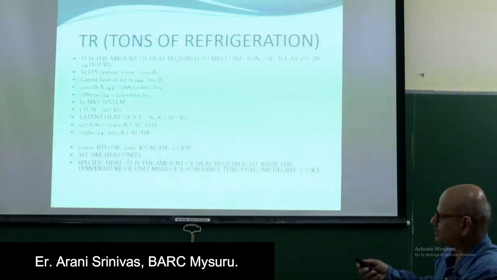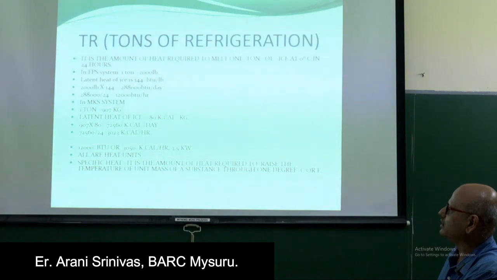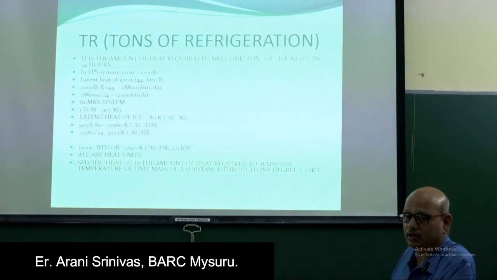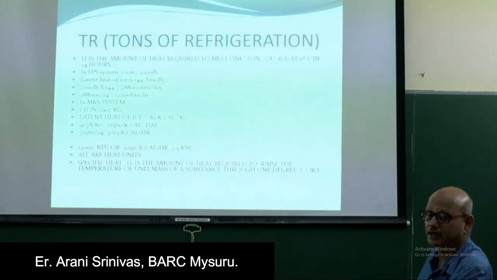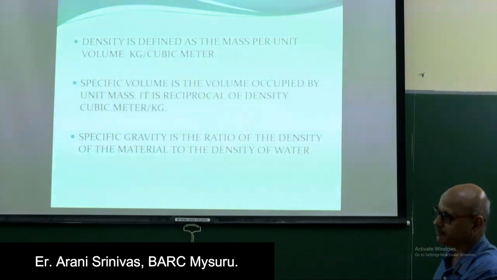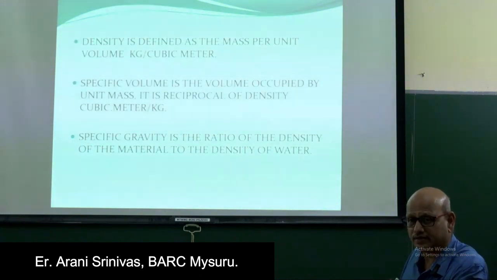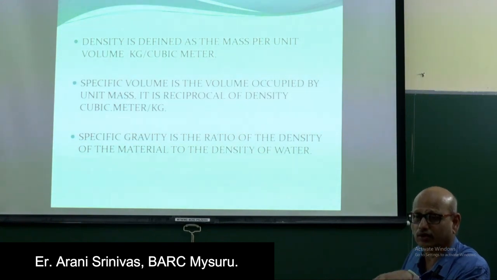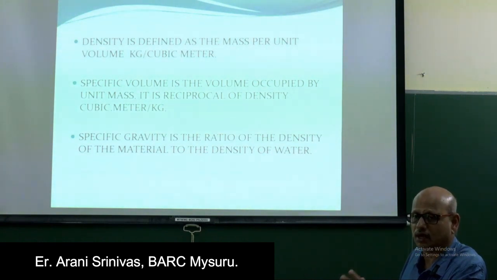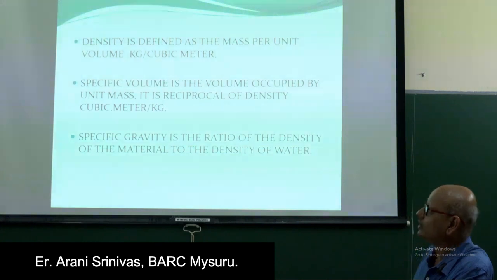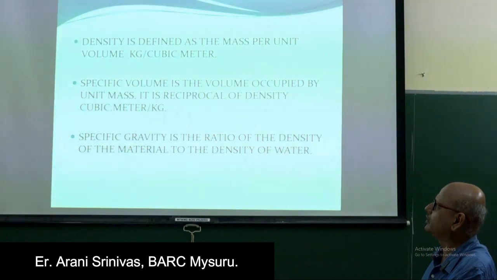So to know some of the basics, what is meant by specific heat? To calculate any load, we have to know these basics. It is the amount of heat required to raise the temperature of unit mass of a substance through unit degree centigrade. So this is specific heat. Then density. Density is required while calculating the heat load of a place. When you try to calculate heat load, we will take mass, and mass comes from density. Density is defined as mass per unit volume, and its unit is kg per cubic meter.